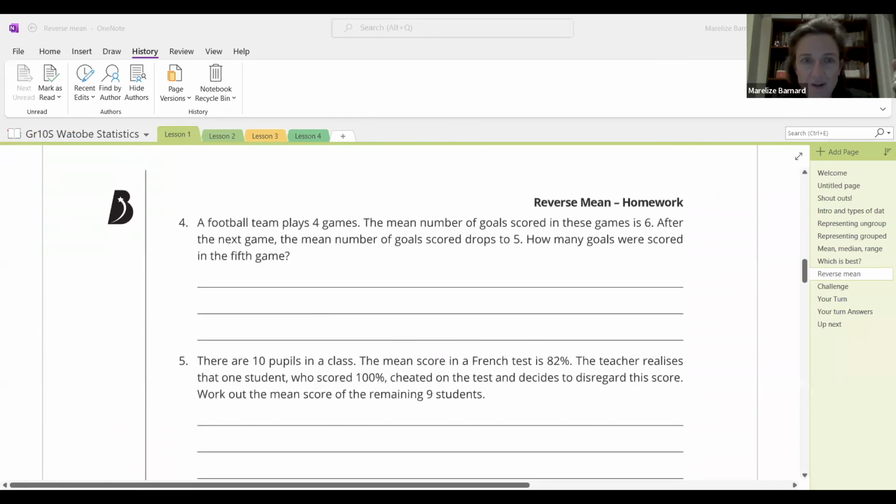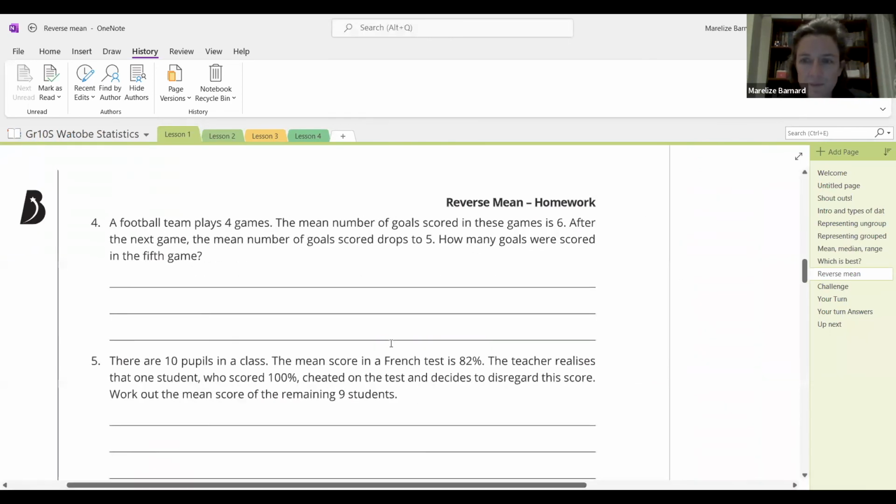Okay, let's do this last one with the football. Try this one. The football team plays 4 games. The mean number of goals scored in these games is 6. After the next game, the mean number of goals scored drops to 5. How many goals were scored in the 5th game? Another one. You can think of the answer.